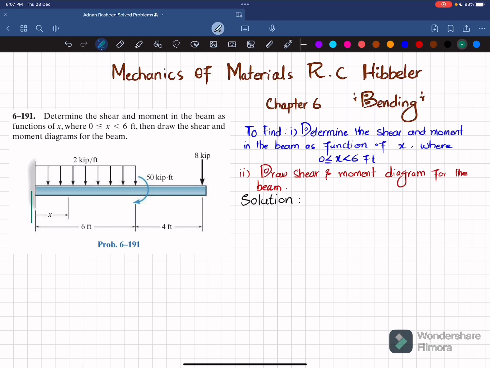If we remove the fixed support at this end, we will have a reaction force. Let this be your point number 1. So there will be a reaction force, which is R1, and there will be a moment as well. Clear? We will find this R1 and M1 by using the equations of equilibrium.